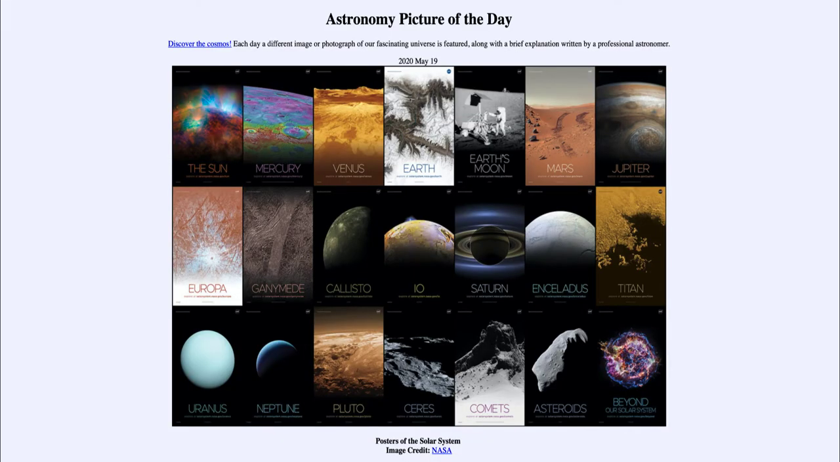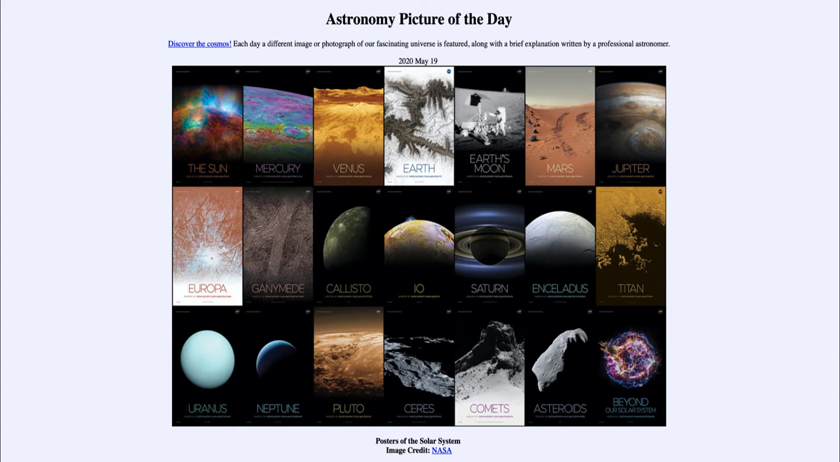One of the things that I like to do in each of my introductory astronomy classes is to begin the class with the astronomy picture of the day from the NASA website, that is apod.nasa.gov/apod. And today's picture for May the 19th of 2020, well, it is titled Posters of the Solar System. So what do we see here?